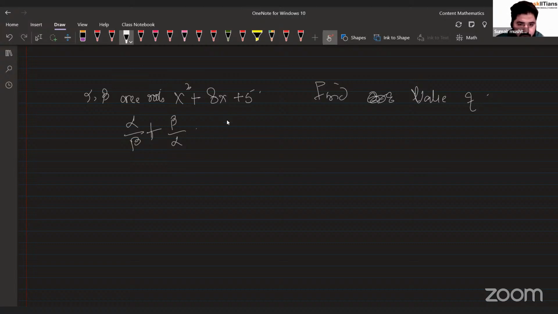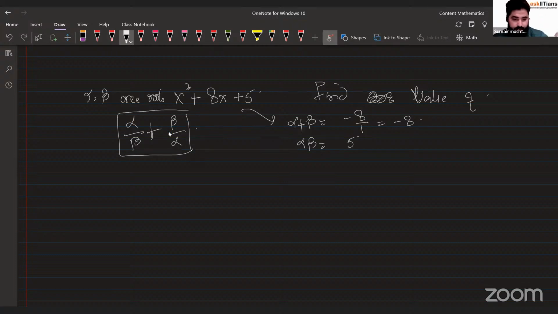Simple. So first of all, let me know what's your alpha beta. Alpha plus beta, sum of the roots, that's equal to negative 8 upon 1, that's equal to negative 8. What is the product of the roots? That's equal to 5. Now I need the value of this. I told you, if you need the value of this, always put it in the form which is given, alpha plus beta and alpha into beta. So can I put this as alpha divided by beta plus beta divided by alpha? Can I write this as alpha square plus beta square divided by alpha beta?